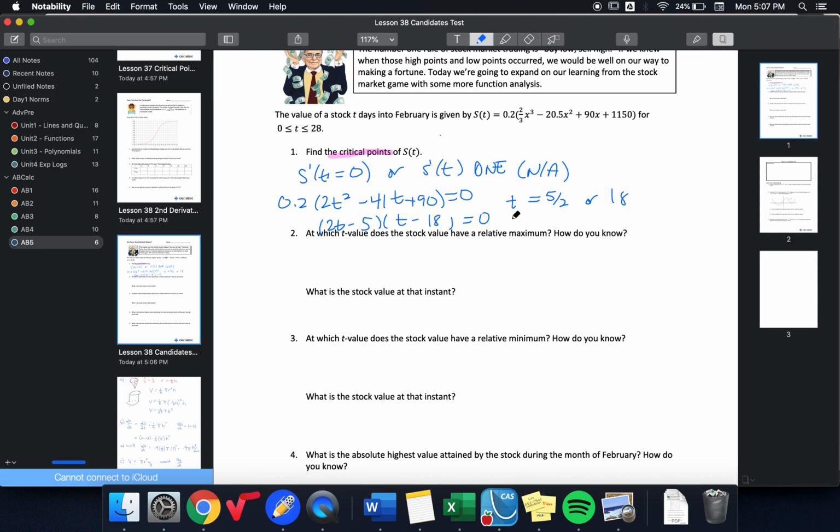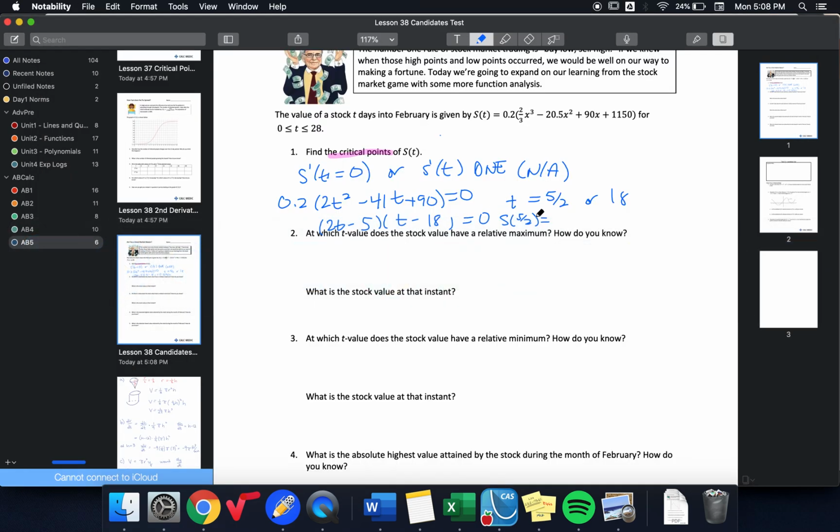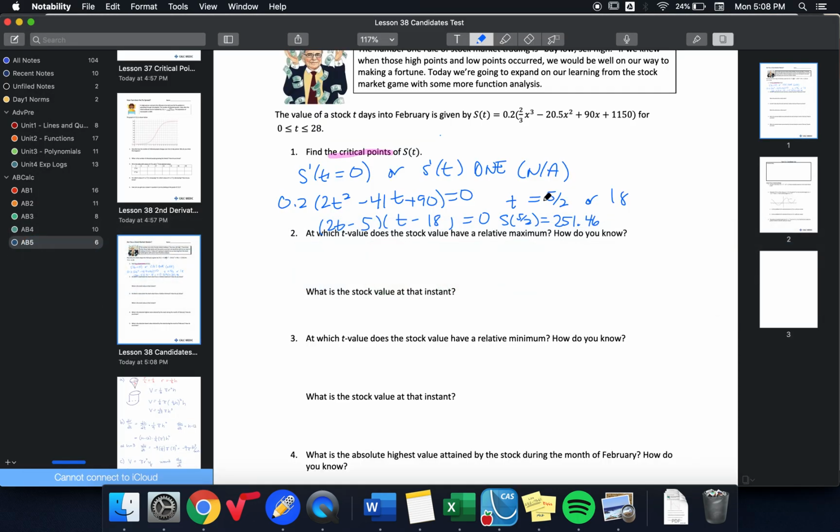All right, so now we know our s of t values as well. So s of 5 over 2 was 251.46. Our s of 18 was 3.2. And I'm going to go to 2 decimal places because it's values of stocks, so we're thinking money. So 2 decimal places for our money.